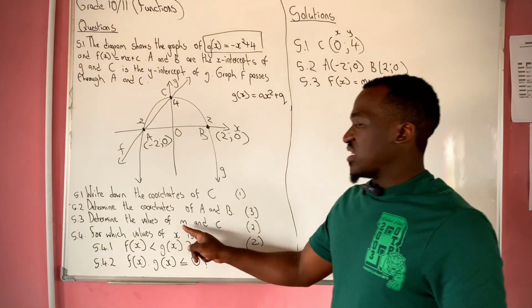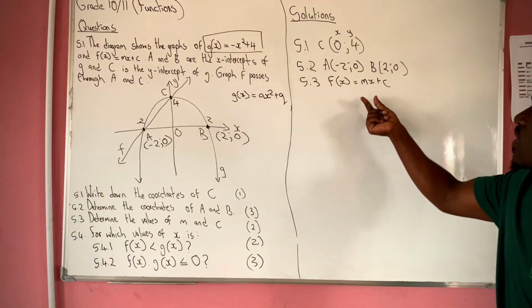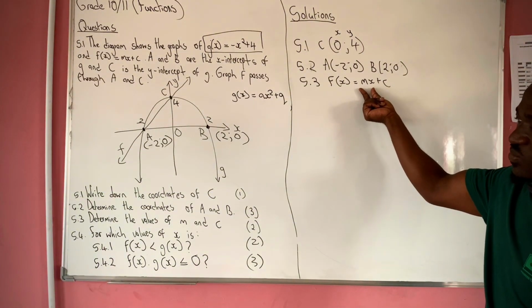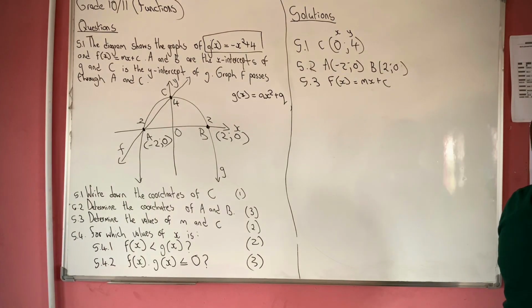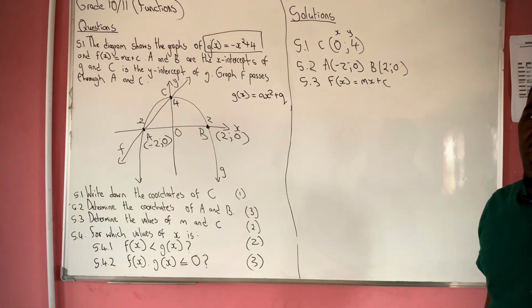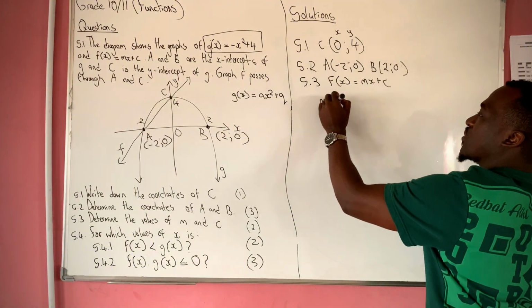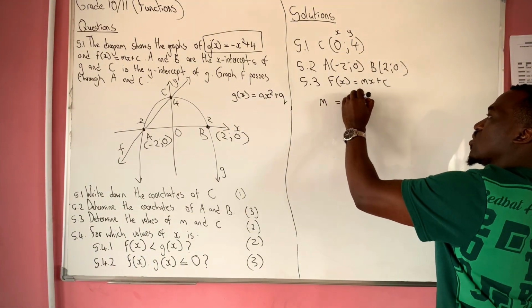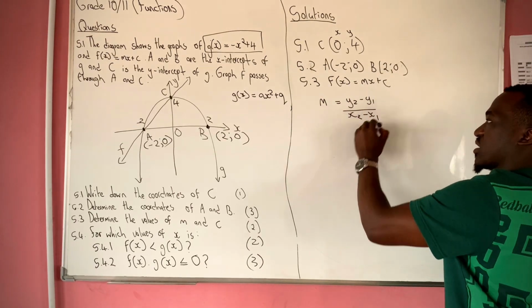In order for us to find the value of m, we must ask ourselves, what is m? M is simply the gradient, since it's the coefficient of x in the equation of a straight line. So now let's look. How do we find the gradient now? We find the gradient using y2 minus y1 over x2 minus x1.